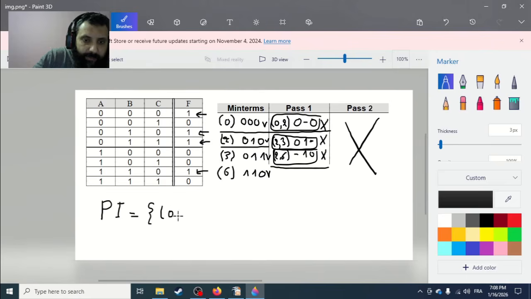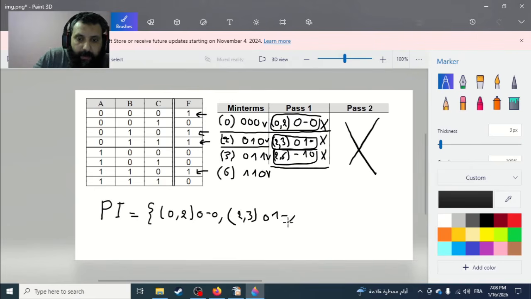We have 0, 2, we have this 1, 2, 3, and we have this 1, 2, 6.